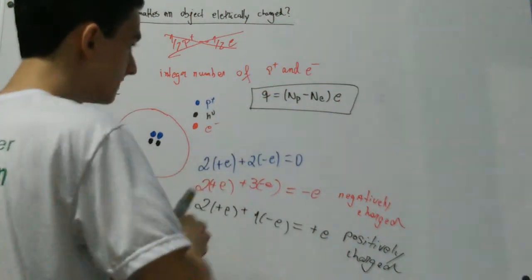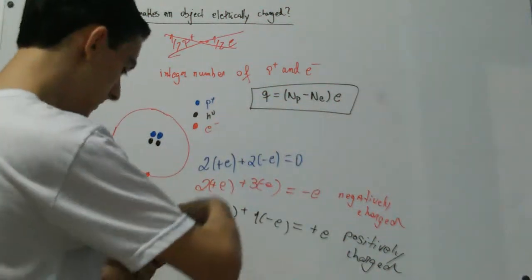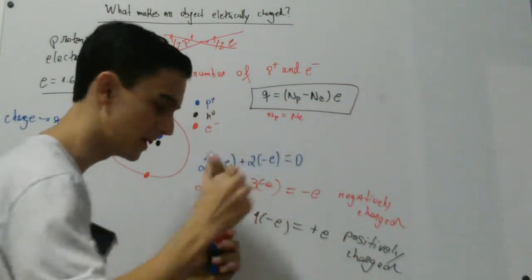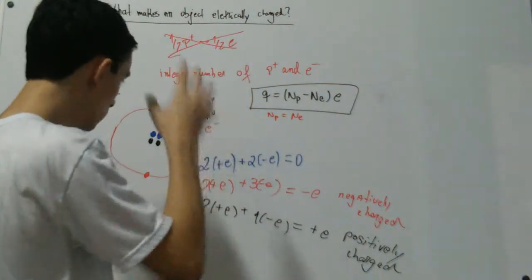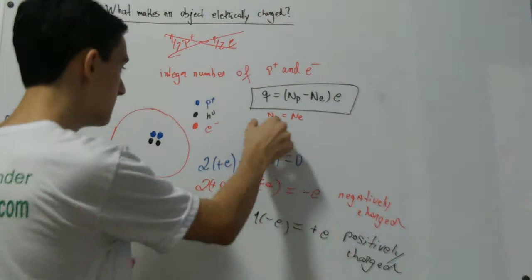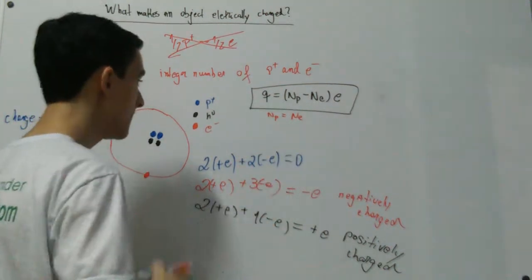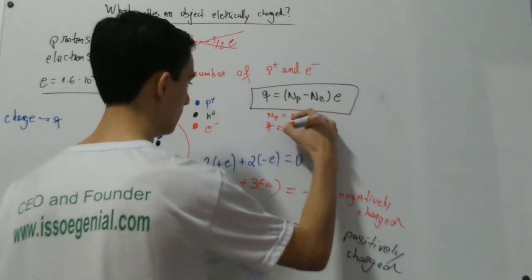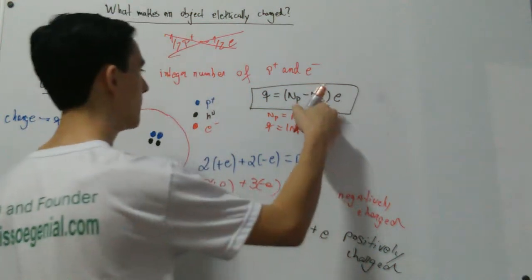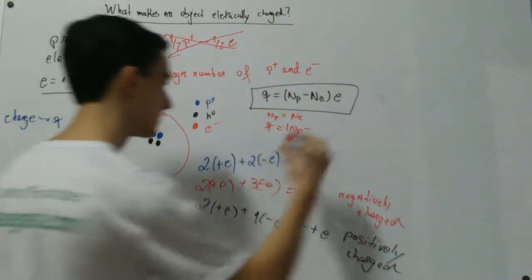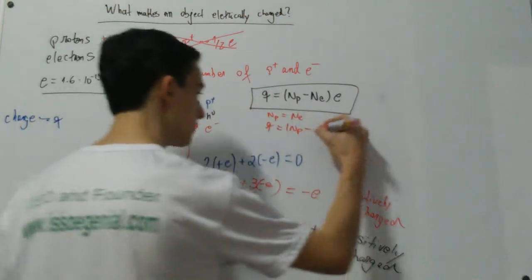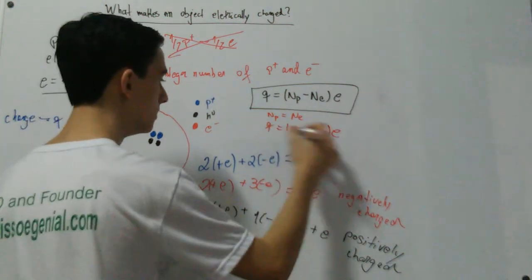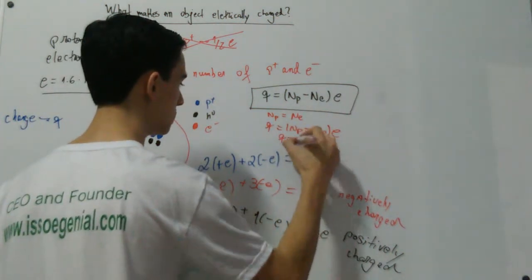Let's see that it's correct. Imagine the number of protons is equal to the number of electrons. We saw that the total charge has to be equal to 0, because there's the same number of positive charges and negative charges. So let's put it in the equation. Q is going to be the number of protons minus the number of electrons. But the number of electrons is the same as the number of protons, so NE is equal to NP. So you can put NP here, multiplied by E. NP minus NP is 0. So Q is 0 times E, so Q is equal to 0.